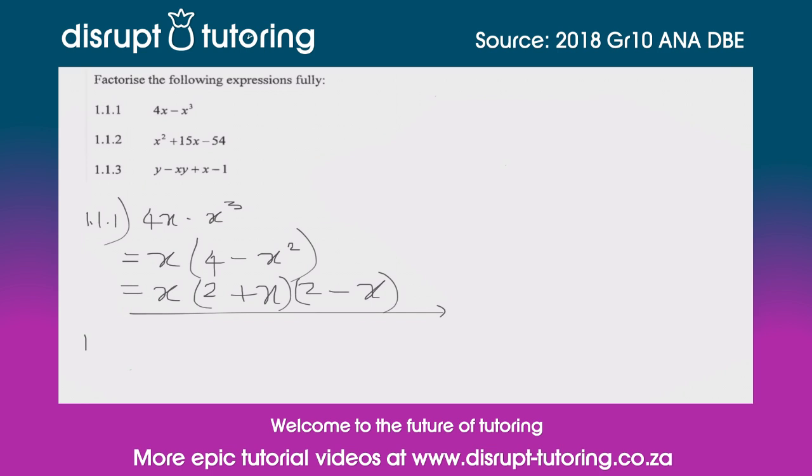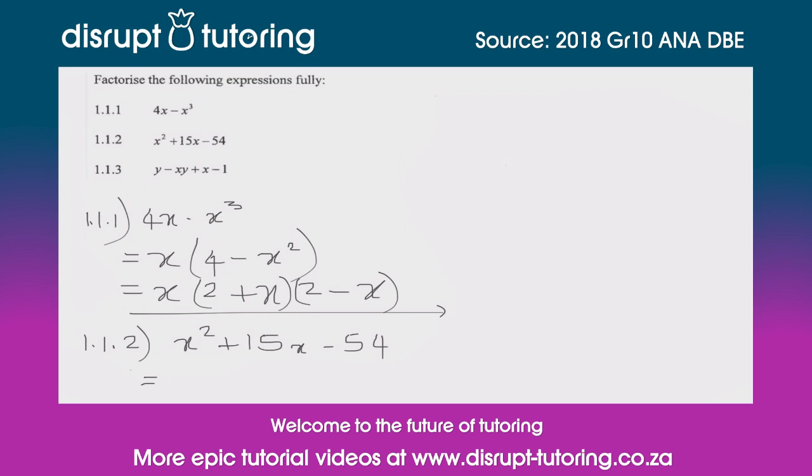Moving on to question 1.1.2. As I say, I always like to write the question out. Brilliant. Now, if we look at this one, we can see some signs that we're used to. We can see there's a square over there. We can see we've got 3 terms, which means it's a trinomial. So therefore, we're going to try and use a trinomial approach here.